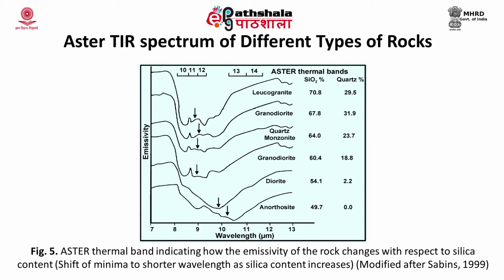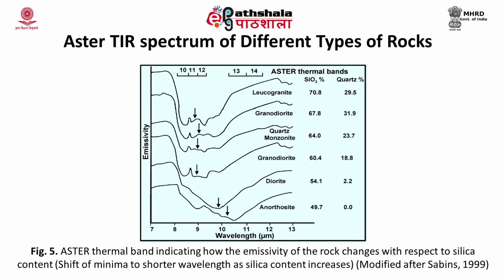And this silica content we can also compare with the quartz percentage. Quartz is a mineral, and you can see in case of lithogranite, granodiorite or quartz monzonite, the quartz percentage is quite high compared to the diorite or anorthosite. So, in one way we can identify the rock, get the rock composition, as well as get information about the mineralogical composition.